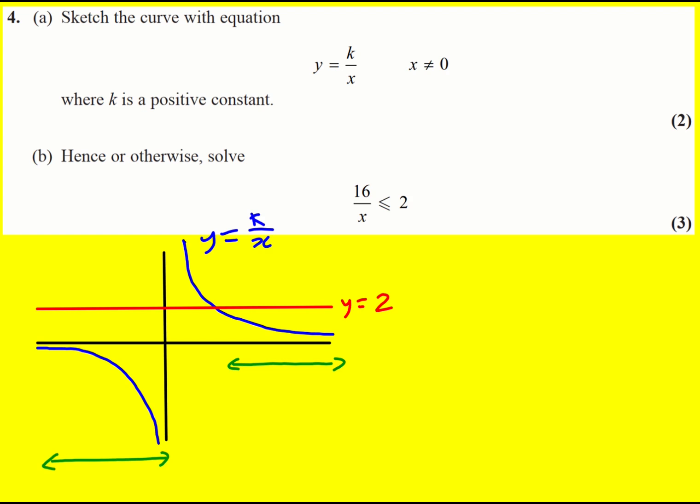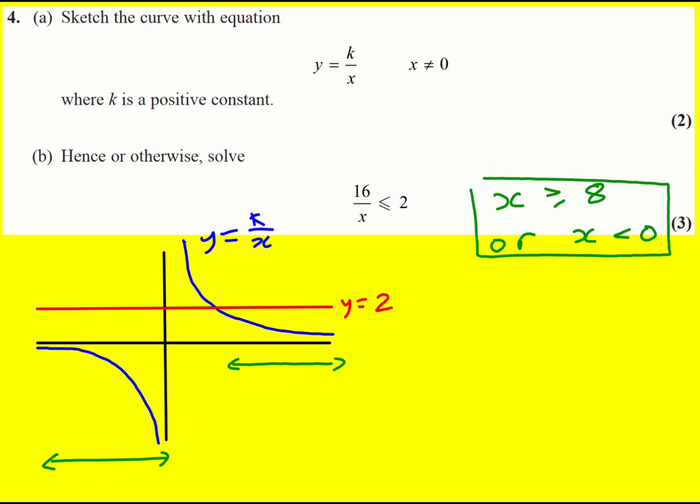Now, if you just times through by x, you will get 16 is less than or equal to 2x, and therefore x is greater or equal to 8. And you'll get this bit on the right. But the problem is you'll miss this bit on the left. So you can definitely do it, but you also need to then say that x can also be less than 0, and that is our full solution.